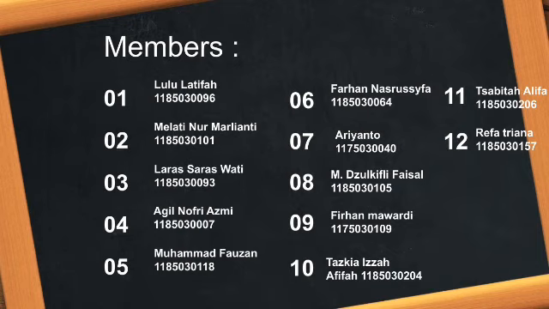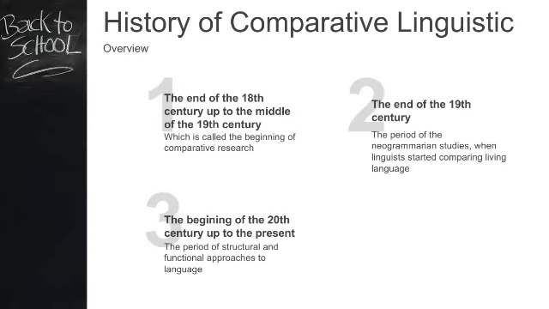And then next to the first material. The history of comparative linguistics is divided into three eras. The first era is the end of the 18th century up to the middle of the 19th century, which is called the beginning of comparative research. The second one is the end of the 19th century, the period of neo-grammarian studies, when linguists started comparing living languages. And finally, the third one, the beginning of the 20th century up to the present, the period of structural and functional approaches to language.